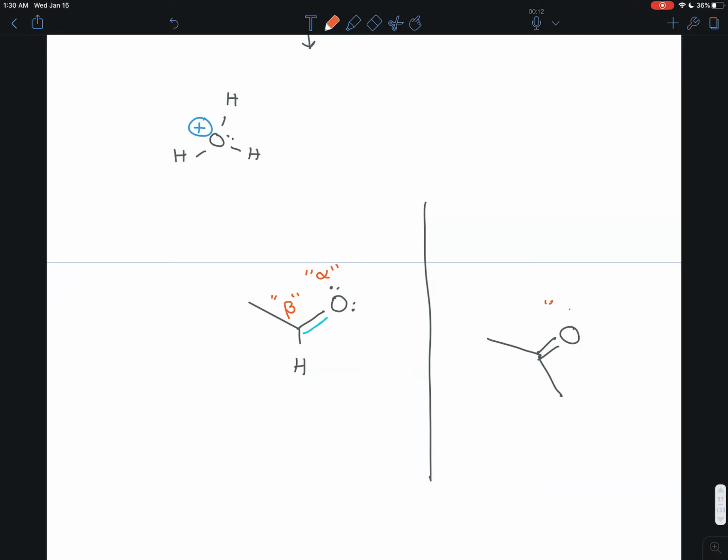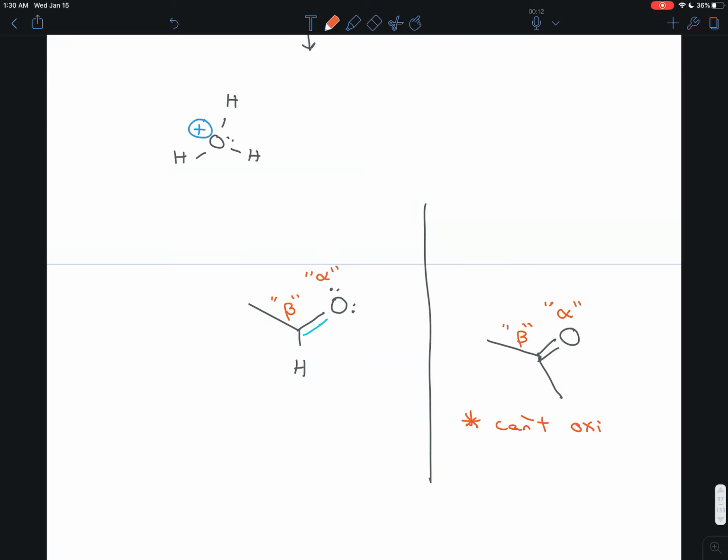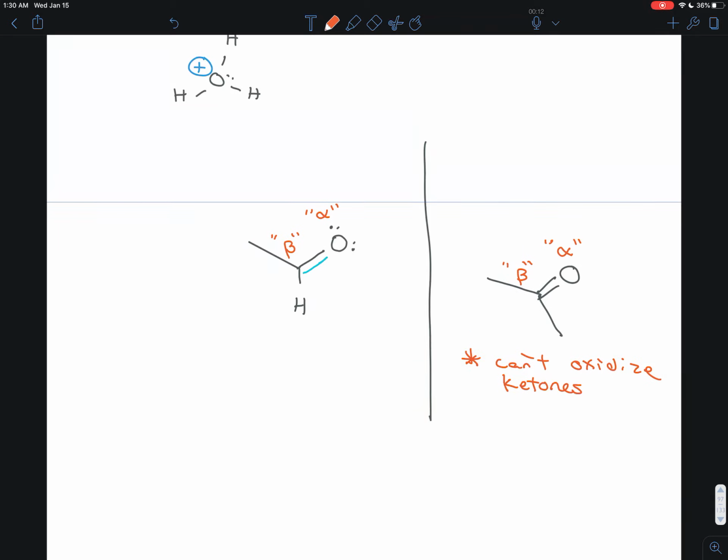Because if you think of this oxygen as sort of the alpha atom and the one next to it as the beta one, notice there are no beta hydrogens here. You need beta hydrogens in order to be able to do these elimination reactions. If you don't have a beta hydrogen, you can't do the elimination. And here in ketones, there are no beta hydrogens. So that's a crucial point. You can't oxidize ketones anymore. Now, we will see an exception to that later in the course, but for right now, you cannot oxidize ketones anymore. And the reason for that is you don't have any beta hydrogens. Okay.